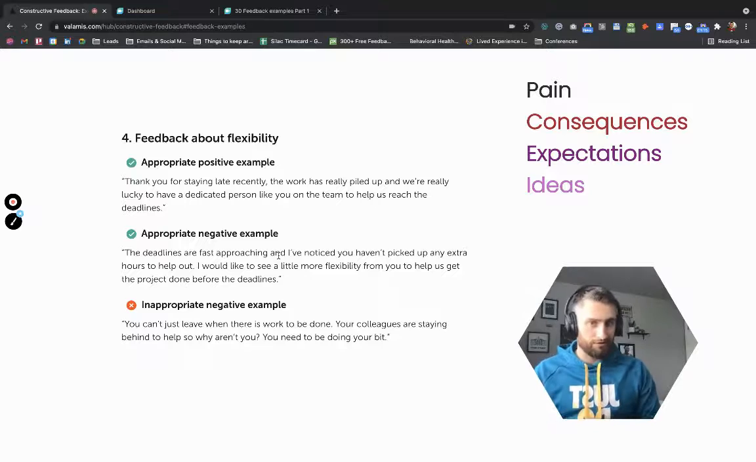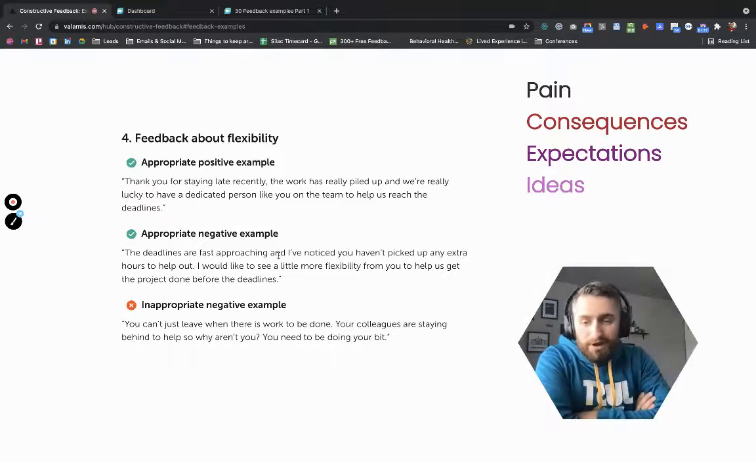So feedback about flexibility. All right. So appropriate positive examples of feedback about being flexible. Thank you for staying late recently. The work has really piled up, and we're really lucky to have a dedicated person like you on the team to help us reach the deadlines.